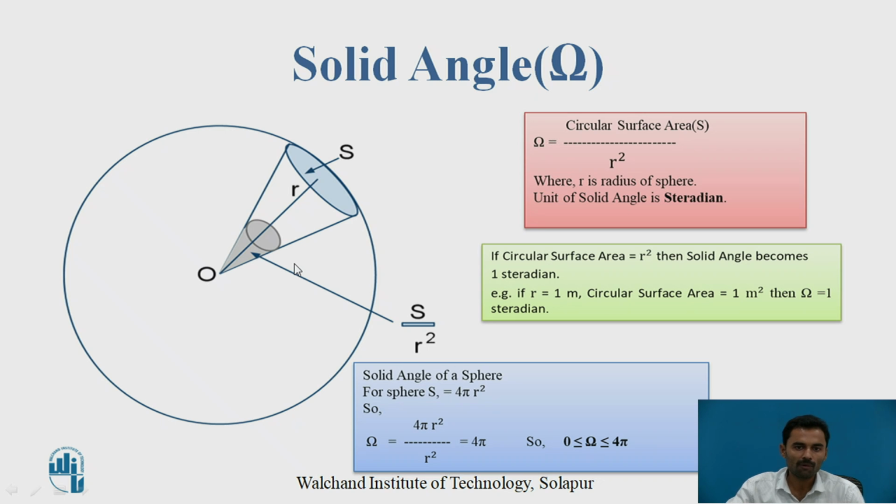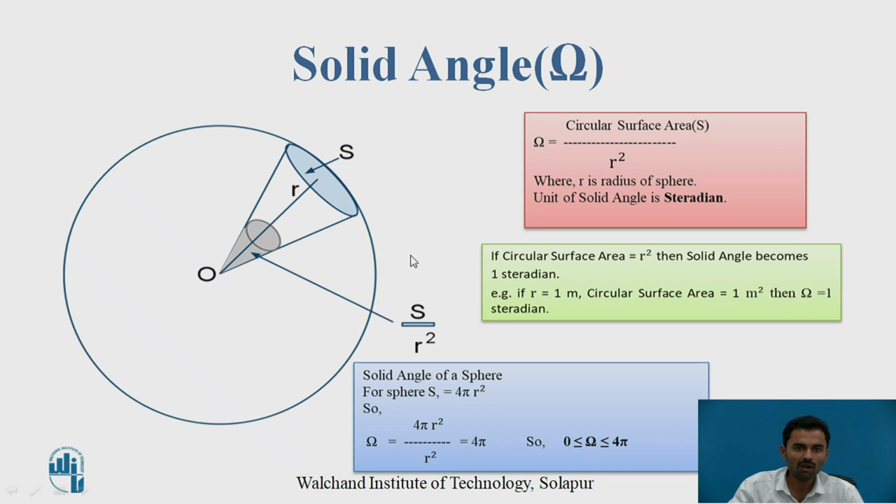So for the full value of the solid angle, it takes the shape of a sphere. Just like for the plane angle, the full value for a circle is 2 pi, and for 2 pi it takes the shape of a circle. Similarly, the solid angle takes the shape of a sphere when we are measuring the entire solid angle of the sphere.